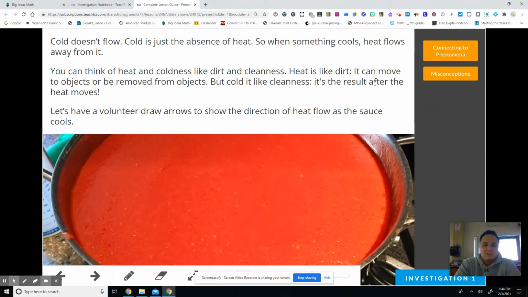Okay? So if we have arrows that we draw here, we would show arrows of the heat flow as the sauce cools. If we drew arrows here, the heat is leaving the sauce and going into the air around it until they are the same temperature. What we're going to find out is that it goes from hot to cold. The heat is moving. Nothing is going into the sauce, all the heat is leaving the sauce. So again, we get the same temperature, or thermal equilibrium.